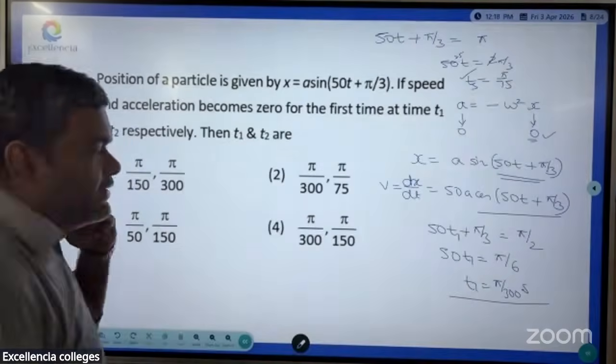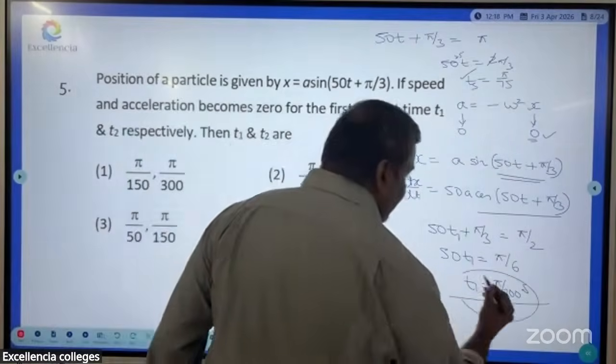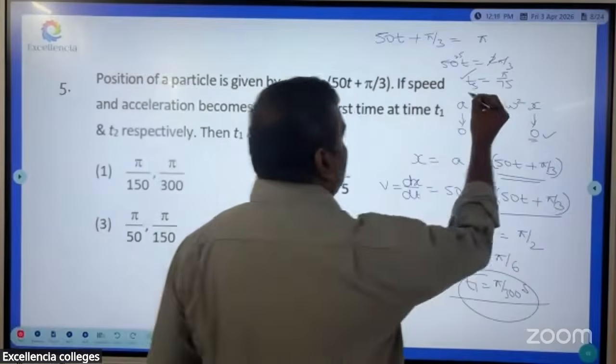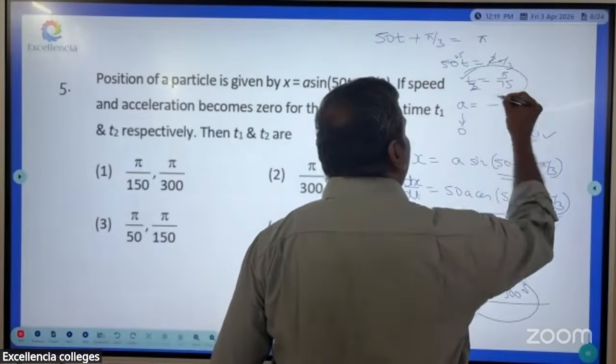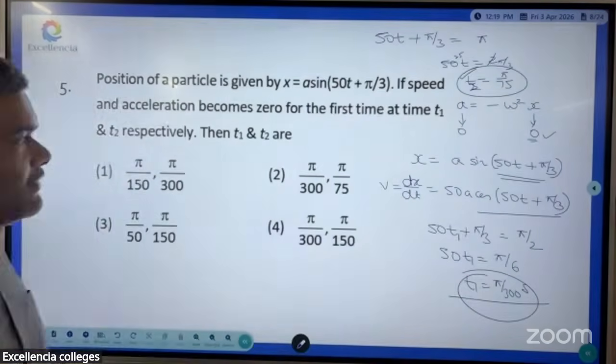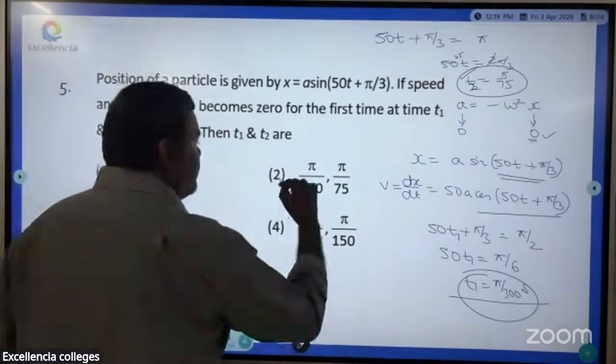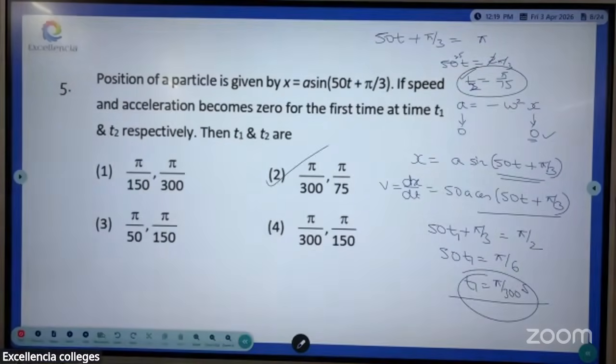So your velocity touches zero at pi by 300 seconds, that is your t1, and your time t2 is pi by 75, where your acceleration touches zero. So the answer is going to become this, the acceleration and the velocity.